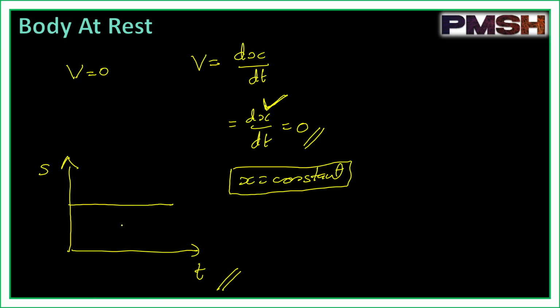So this is the graph for a body at rest. I hope you clearly understand this, okay? Now, we will discuss a body having uniform motion. We already know what a uniform motion is, right? The word uniform means constant, and uniform motion refers to constant velocity.